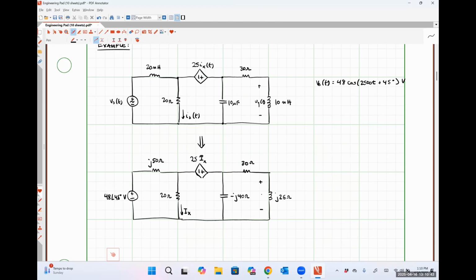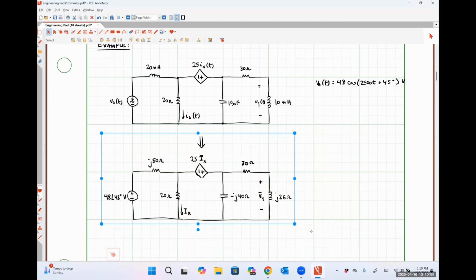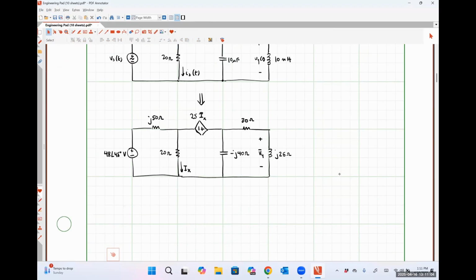Where this voltage is now going to be our phasor voltage, Vy. Okay, so let me make a copy of this for when we do our nodal analysis in a couple of minutes. So mesh analysis seems like a perfectly reasonable thing to do here, as does nodal analysis for what it's worth.